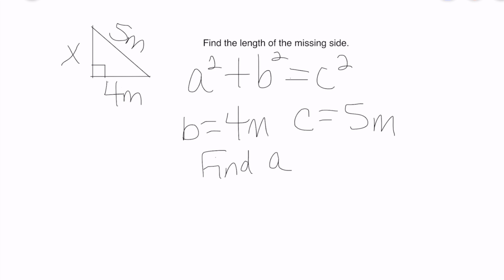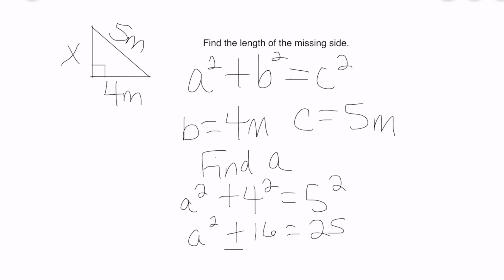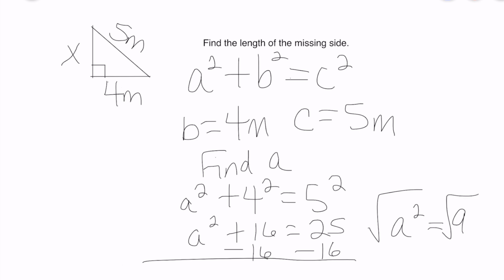So if we plug in our known variables, we have a squared plus 4 squared equals 5 squared. So a squared plus 16 equals 25. If we subtract 16 from both sides, we know that a squared equals 9. And again, to get rid of the exponent, we take the square root of both sides, and we're left with a equals 3. So we know that the length of side x is 3 meters.